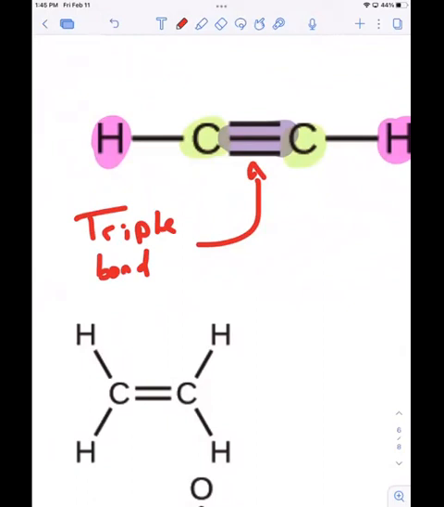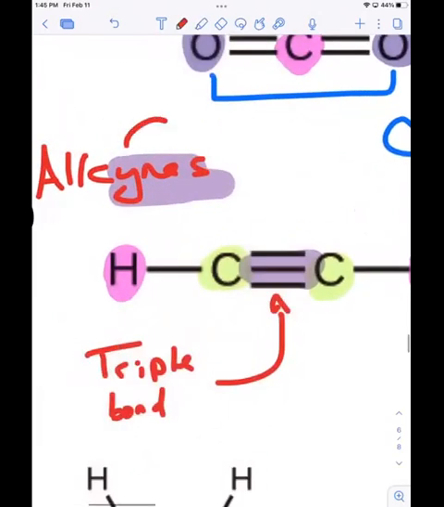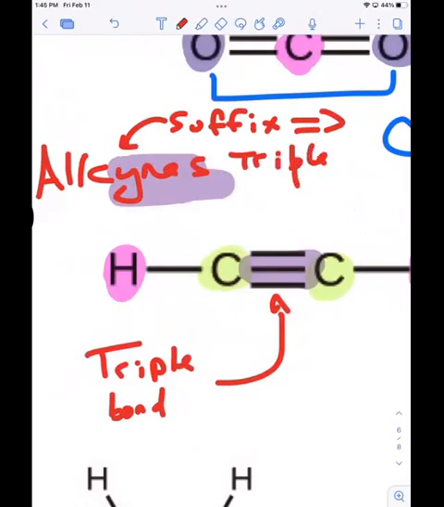So we got a triple bond. This compound belongs to a class of compounds in organic chemistry called alkynes, Y-N-E-S. And it's the Y-N-E-S suffix that tells me there's a triple bond present. It's on the end of the name, and it indicates a triple bond.